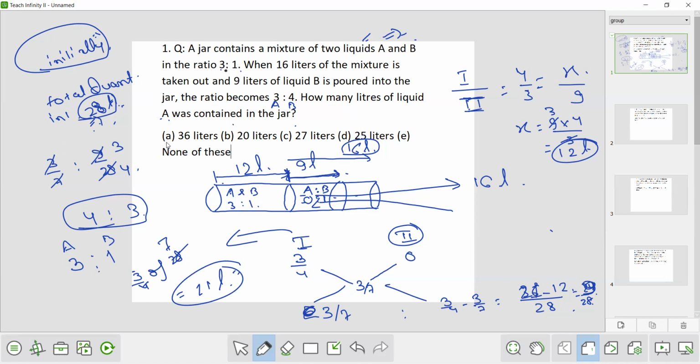So is there any option which has 21 liters? No. So the answer is E. How many liters of liquid A were contained in the jar? Initially liquid A was how much? So it was 21 liters.